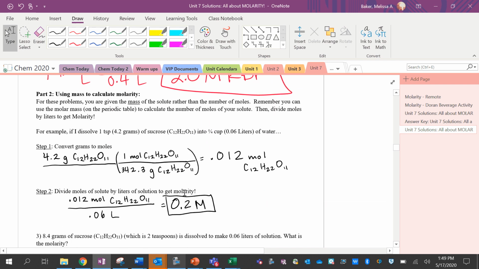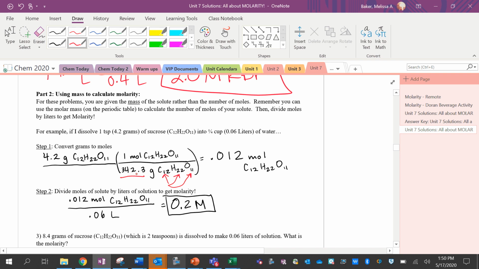Okay, so let's talk about the teaspoon of sucrose that we added to the 1/4 cup of water. A teaspoon is 4.2 grams. If we want to know moles per liter, we've got to first get grams into moles. In order to do that, you need your trusted old friend, the periodic table, to add up 12 carbons plus 22 hydrogens plus 11 oxygens. You add all that up and that comes out to be 342.3.